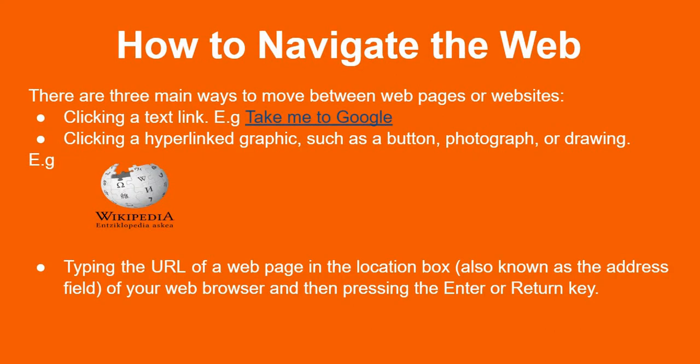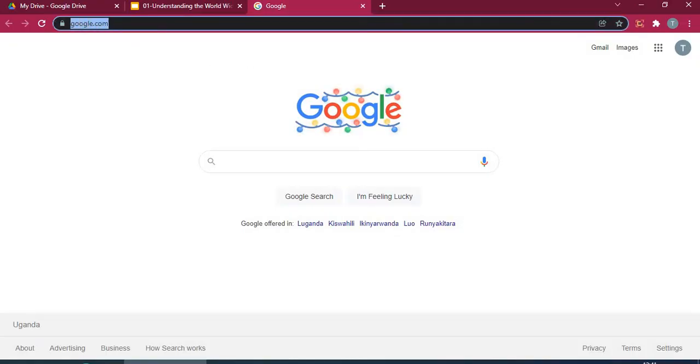Now, how do we navigate the web? There are three ways we can move around websites. Number one, by clicking a text link. An example of a text link is "Take me to Google." So let's just click on this link. Upon clicking the link, we realize that it redirects us to google.com. That is the number one way of accessing the web.